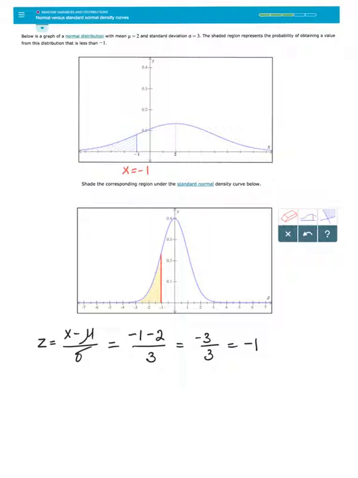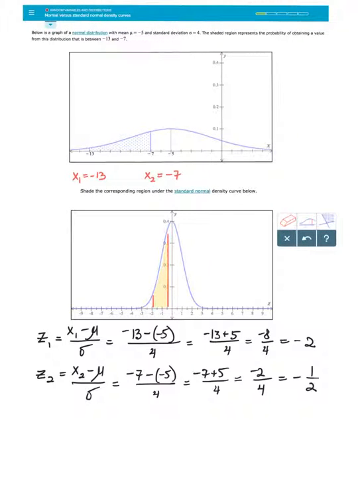But notice your curve is slightly modified because you are standardizing it, and your sigma is no longer 3. Sigma for any standard normal curve will be 1, and it will be centered at 0. So the curve slightly changes, but it still preserves its bell-shaped format. And since I still look for anything that is less than this value, I am shading everything to the left of this -1.